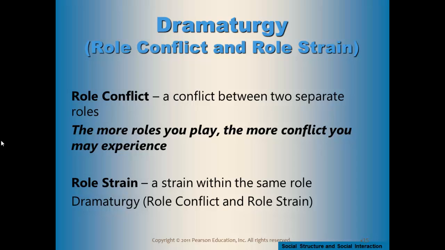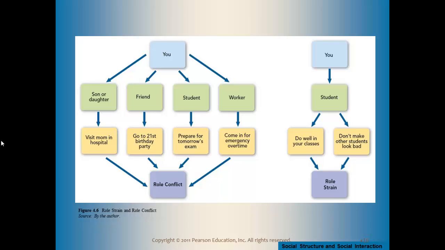Role strain is a strain within the same role. And let me see if I can present this. For instance, as a parent, sometimes you really want to provide for your child certain things that they want, and you want them to be happy, but you may know that what the child wants isn't something that's good for him, and so you deny that certain thing, and it causes you a lot of anxiety or agony because you want your child to be happy, but this isn't good for them and they don't understand it. That's an example of role strain. So here's an illustration. You have many different roles.